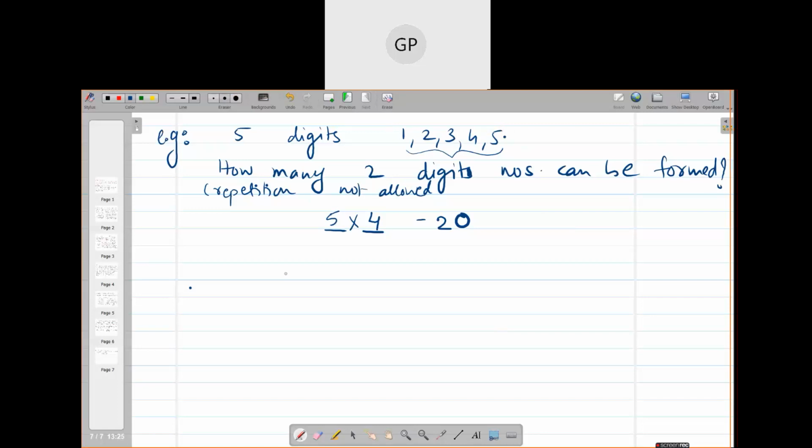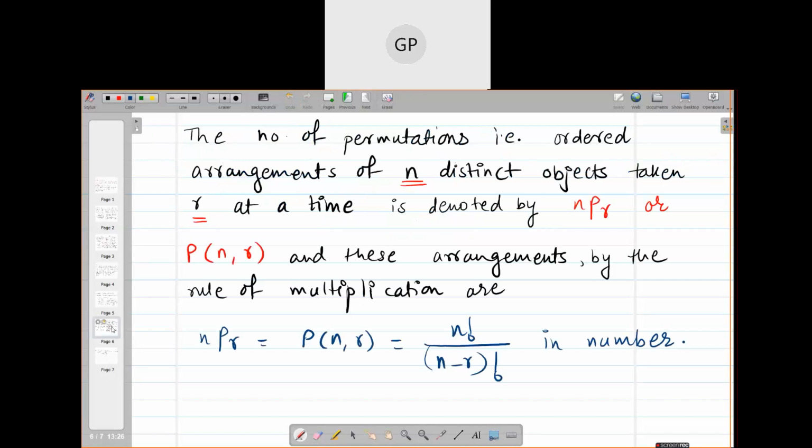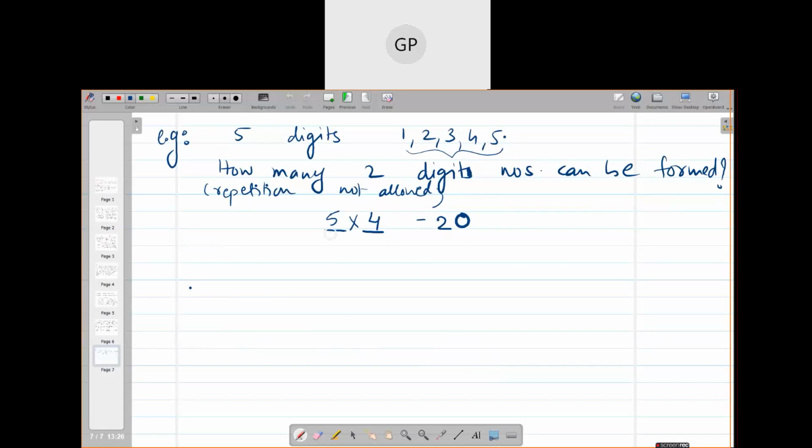We want to find how many two-digit numbers can be formed using these 5 digits 1, 2, 3, 4, 5, and repetition is not allowed. So basically we want to find the arrangement of numbers. The first place has 5 choices, so I will place one digit from these 5 available digits. As repetition is not allowed, the digit placed in the first place will not be repeated in the second place. So the second place has only 4 choices, so the answer is 20.